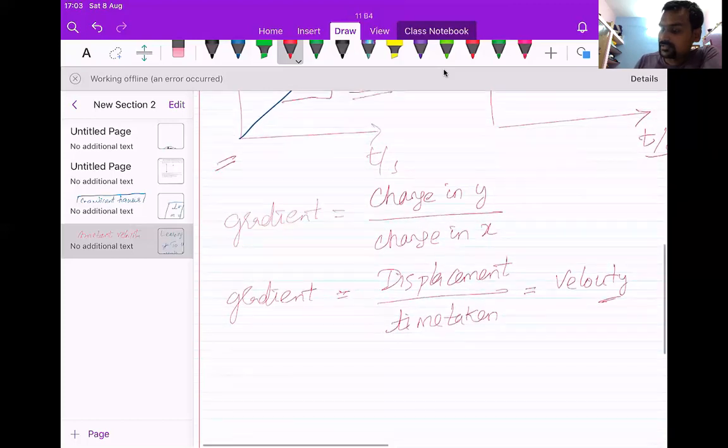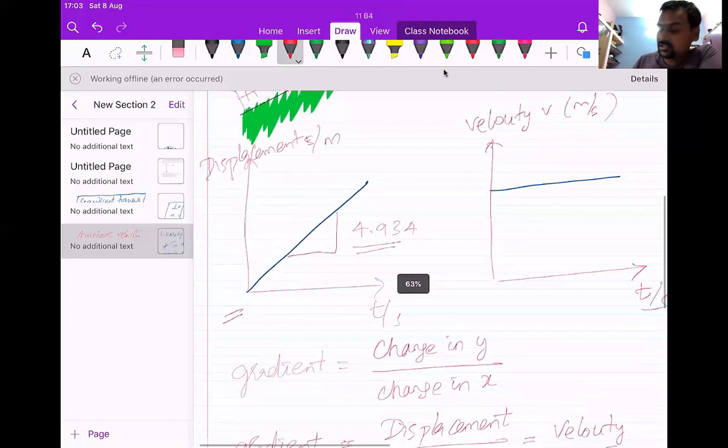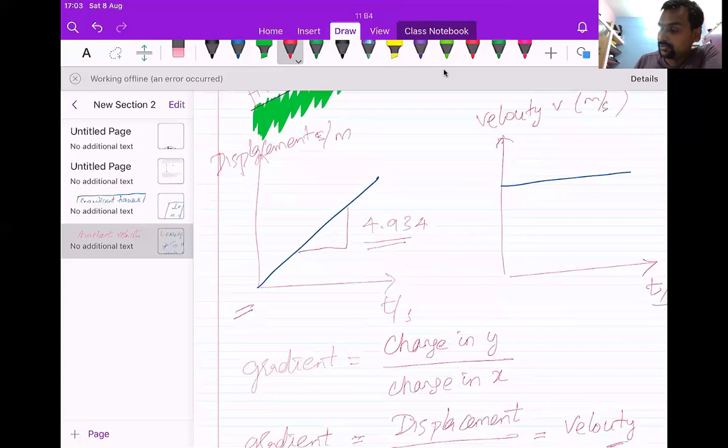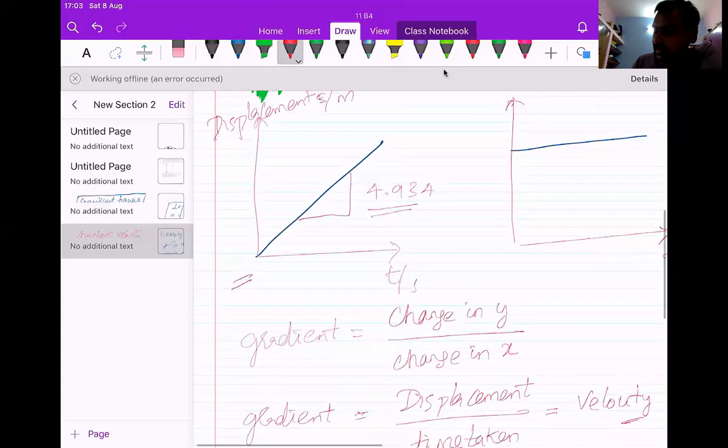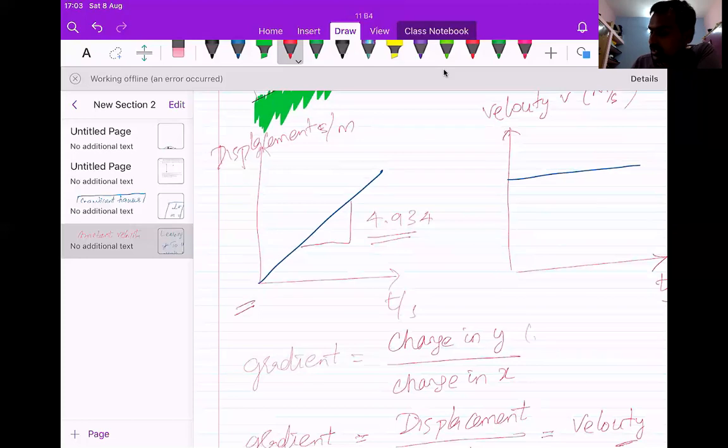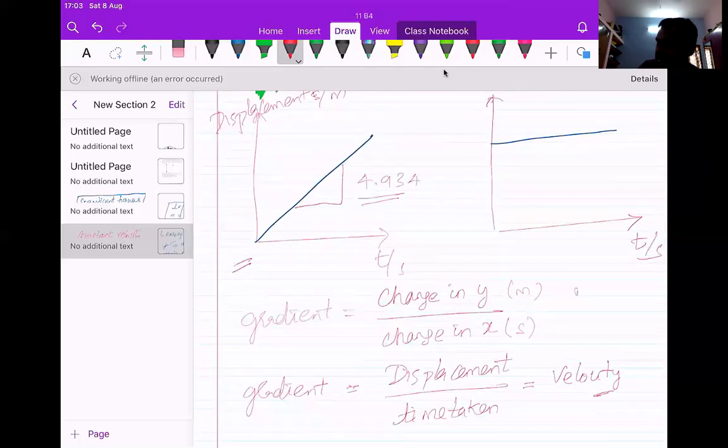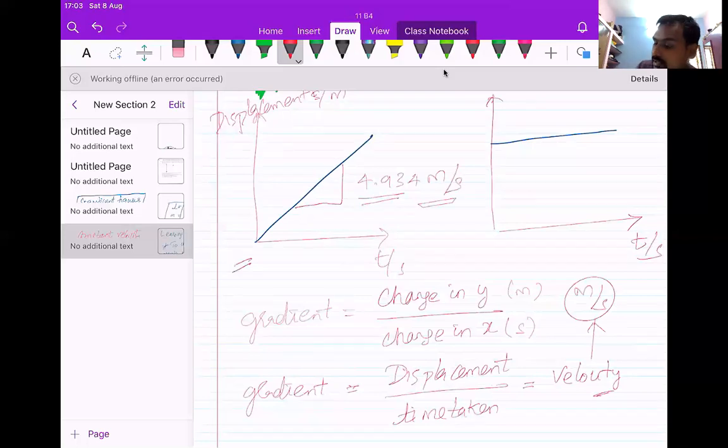There is one more way of understanding this with respect to dimensions. Now, if you look at the unit of this gradient, we know that the unit of change in y will be meters since we have displacement in the y-axis. And we know that the unit of time or change in x is going to be seconds. So, which means the unit of gradient is actually meter per second, which is also the unit of velocity. So the unit also corresponds to the meaning behind the gradient of displacement time graph.